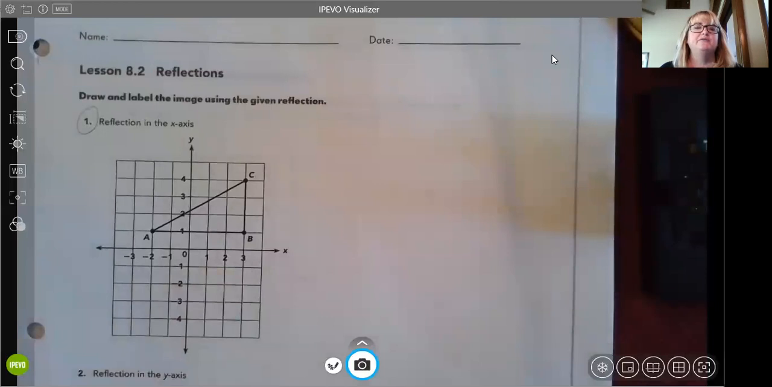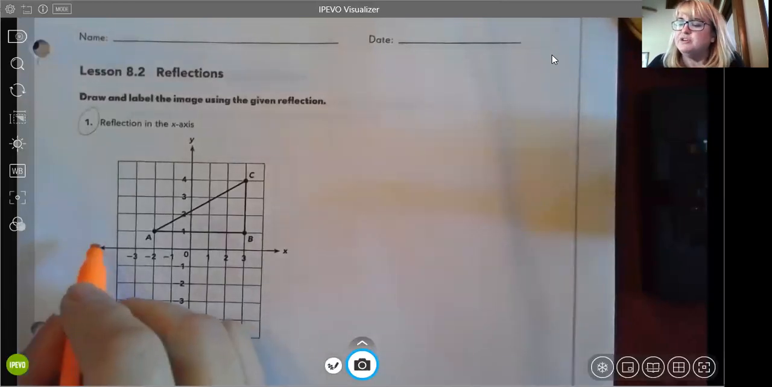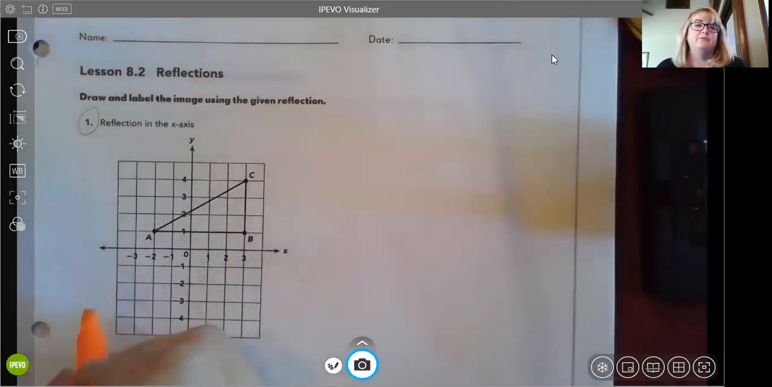So a line of reflection, again, is almost like a mirror image. A reflection is a mirror image, and there's a line where the reflection takes place. I think if we get started, it will make sense. We're going to do several together, and then I'm going to start some of the problems that you will finish. And then there may be one or two that you're going to do completely on your own.